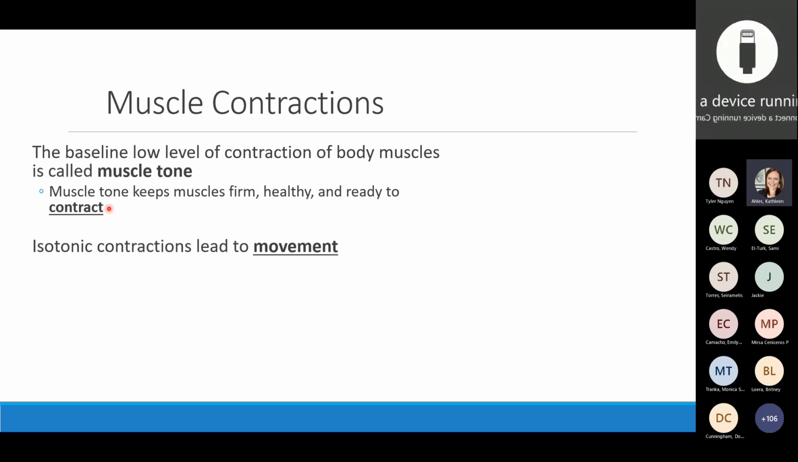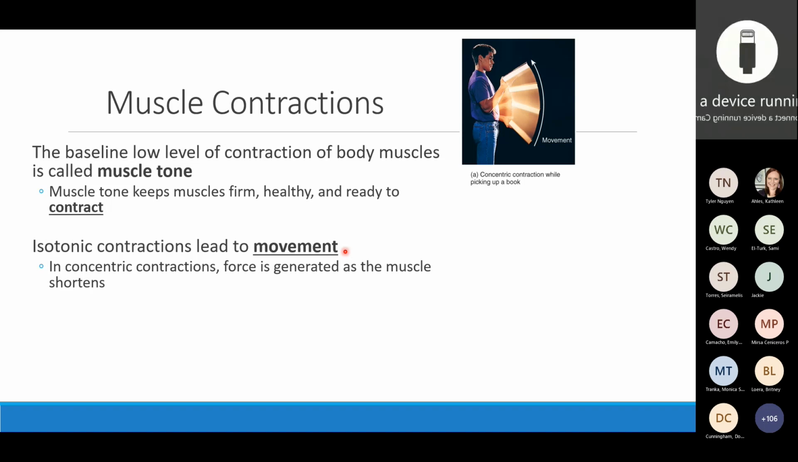There are two ways that we contract. Way number one is called isotonic. And once you've written the word, it leads to movement. I need you to underline, highlight, star, movement. Anytime we do an isotonic contraction, movement is going to occur. There's two ways for that movement to occur. Way number one that the movement occurs is when we are shortening a muscle.